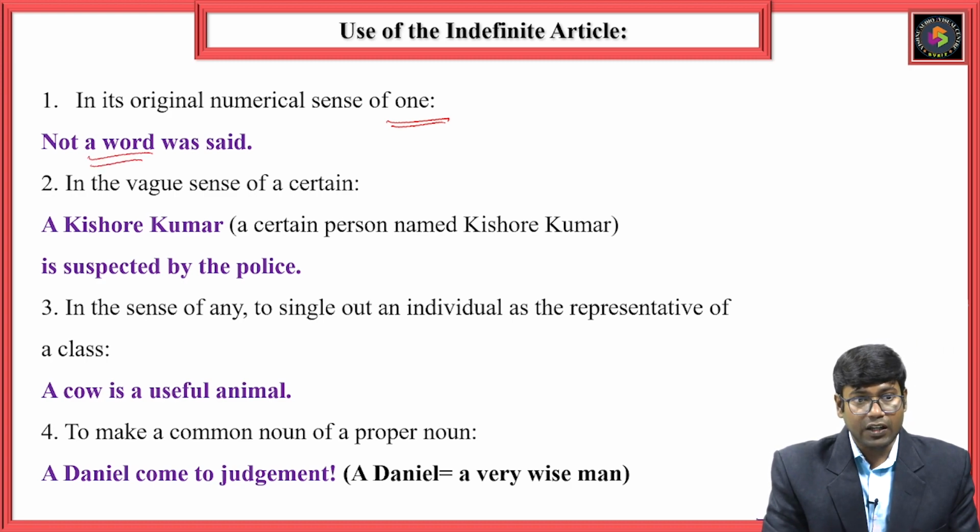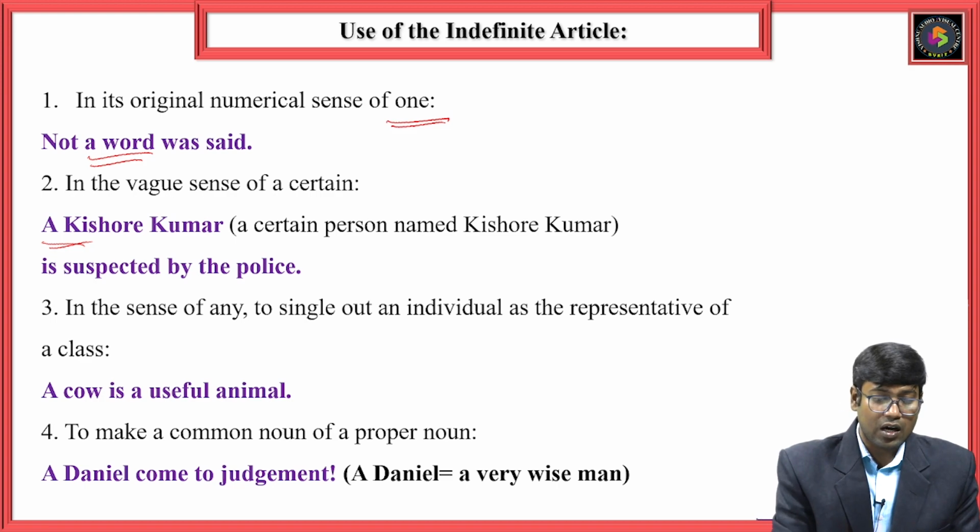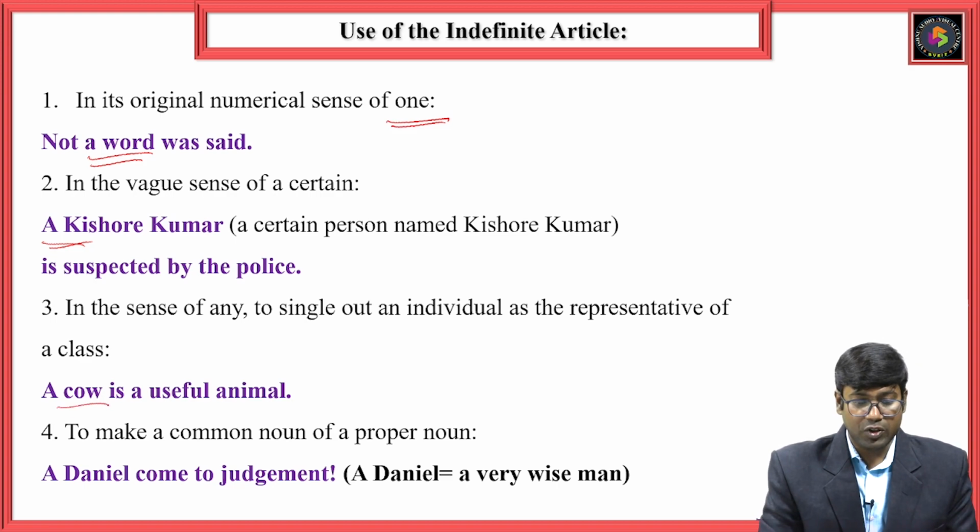Next is in a vague sense of certain. A Kishore Kumar, who is that Kishore Kumar? You are making the sense of a certain person named Kishore Kumar: a Kishore Kumar is suspected by the police. That is another sense where you use a before the name. The third section is the use of a to single out an individual as the representative of the class. So, the cow is a useful animal. In this sentence you can see that cow singles out an individual as the representative of the class.